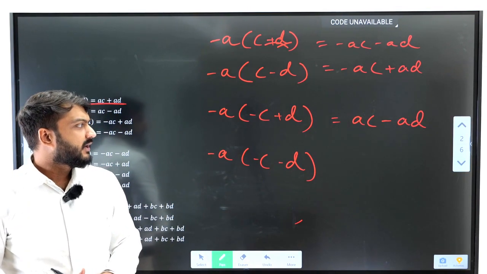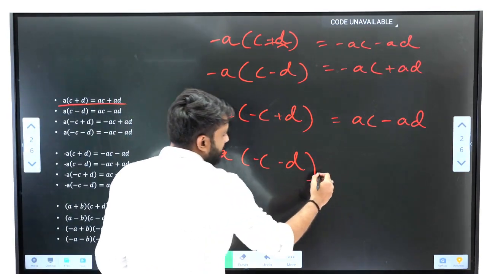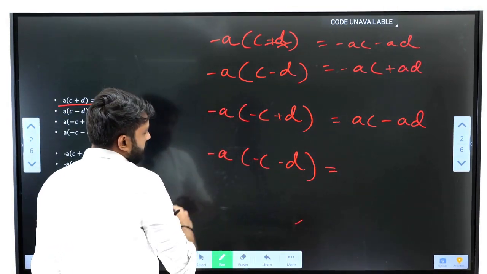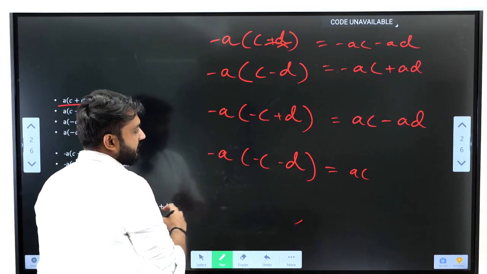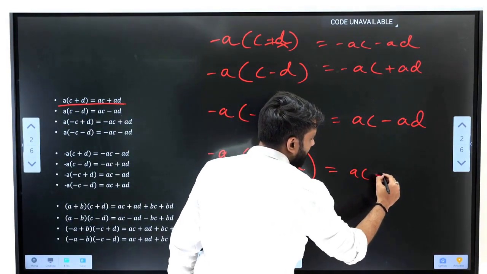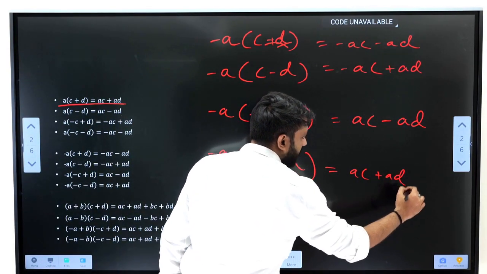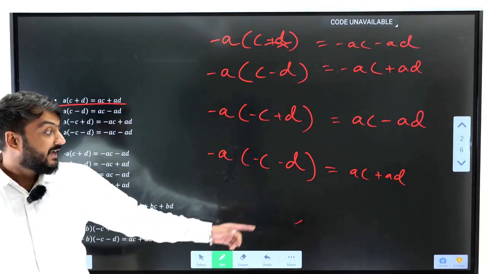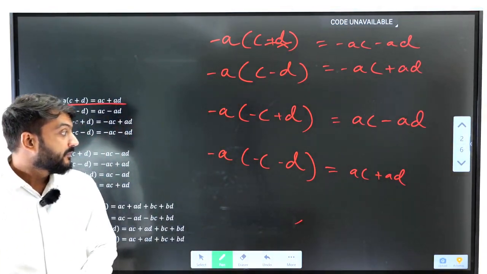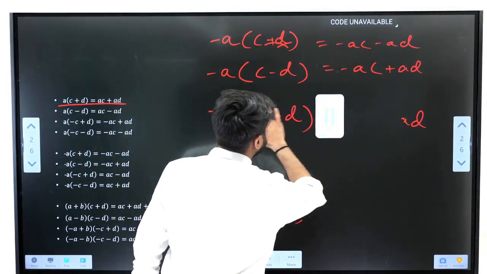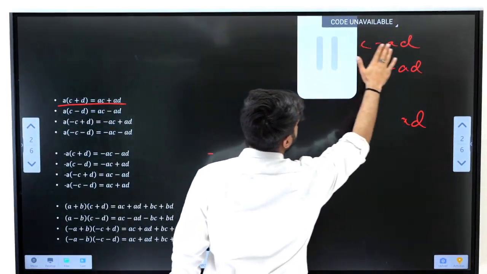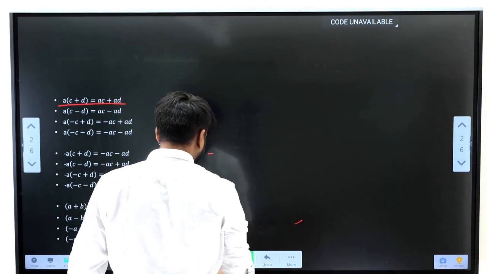We'll also look into the numeric examples. We'll mix it up, we'll take variables and numbers. Negative a into negative c obviously giving you both positive, and negative a into negative d again giving you both positive. Hence your final answer will be ac plus ad. Now what happens when instead of just the variables, we also mix it up with numbers? Let's try to look at that.